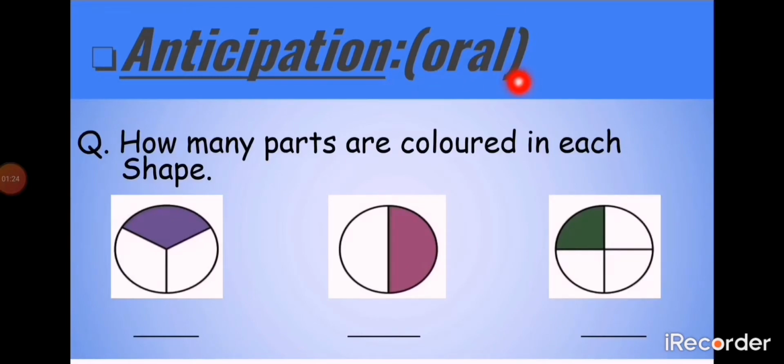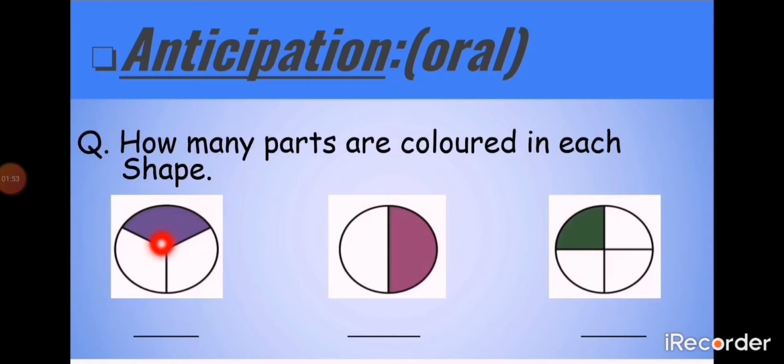Anticipation. It's an oral anticipation. So just look and listen carefully. Question: how many parts are colored in each shape? You can see there are three shapes here. All three of them are circles, but they are divided into different parts. The first one is divided into 3 equal parts, 1, 2, 3. The second one is divided into 2 equal parts, 1, 2. And the third one is divided into 4 equal parts, 1, 2, 3, 4.